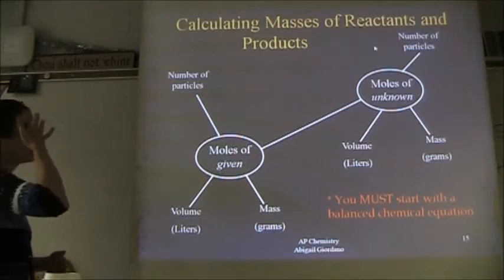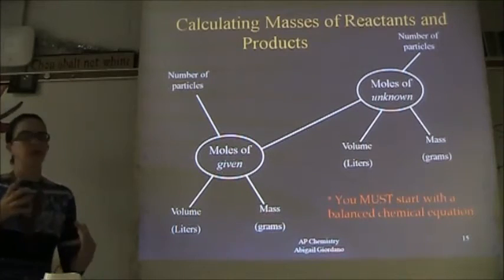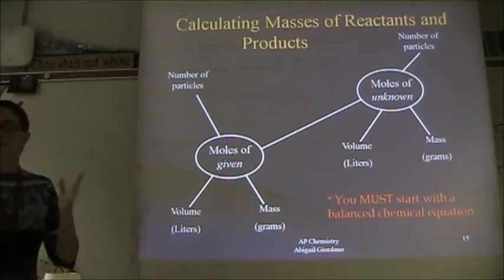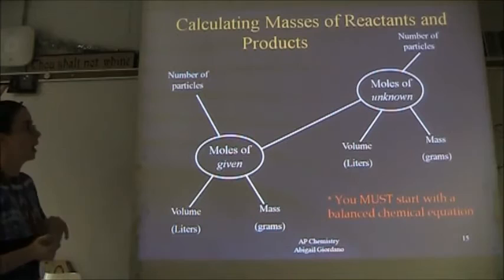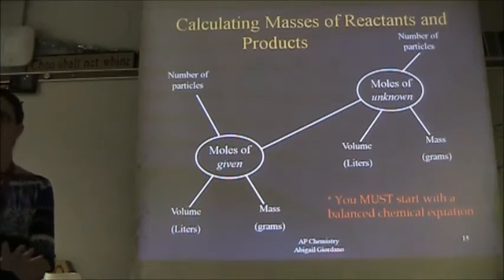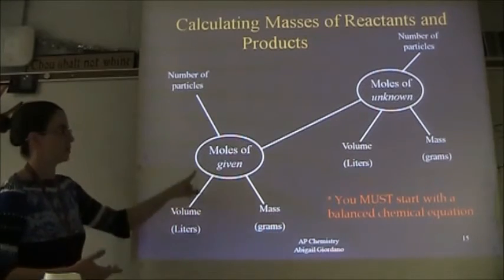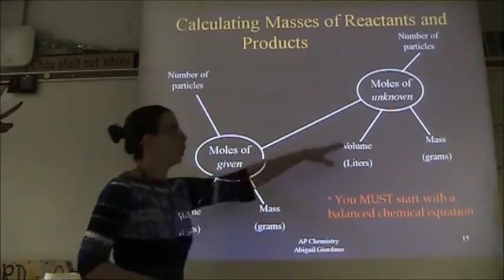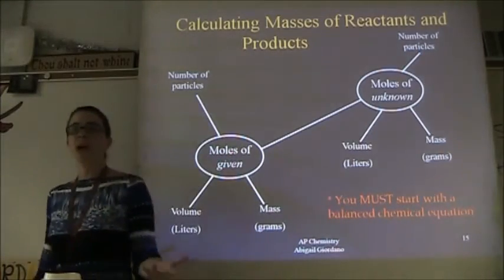Okay? What's on this slide, guys, is sort of my way of visualizing any kind of stoichiometry problem. It's like my flow chart. And if it's not helpful to you, fine. If it is, great. Okay? But it doesn't matter what kind of stoichiometry problem you're dealing with. You will always have some sort of given information, and you will always be asked to solve for some kind of unknown.